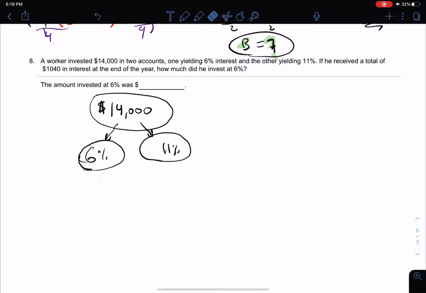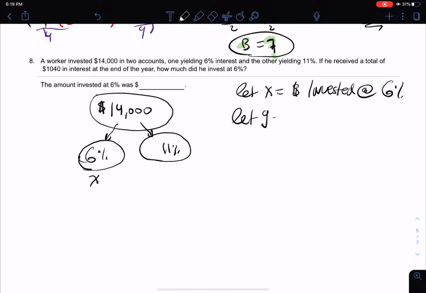Let me get rid of that, because we don't know how much is invested over here. So if we don't know something, we're going to call that an X. Let X equal dollars invested at 6%. And then let Y equal dollars invested at the other one, 11%. Well, this gives us the flexibility that we need here. The first equation that's really easy to figure out is, oops, that wasn't supposed to happen. Oh, that wasn't supposed to happen either.